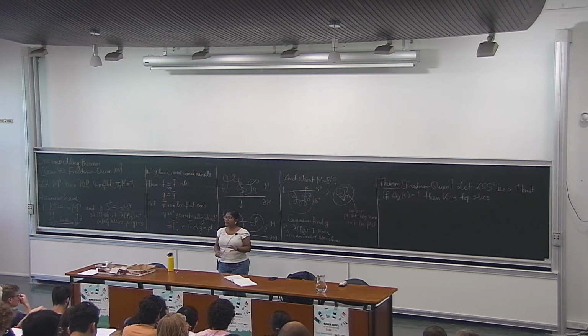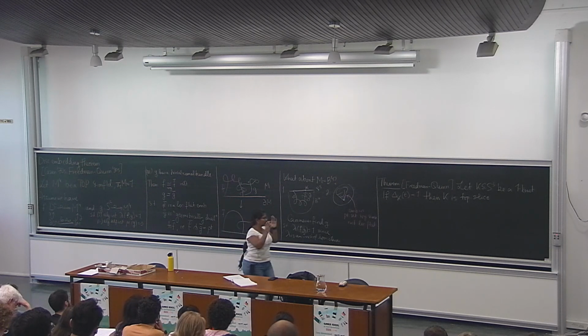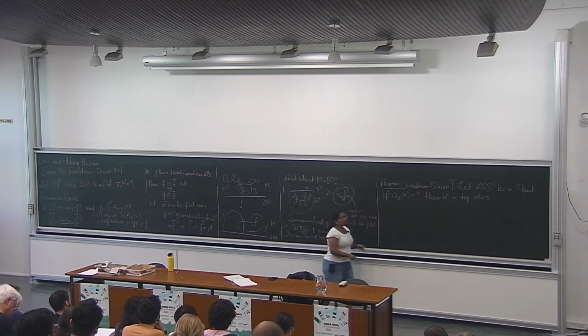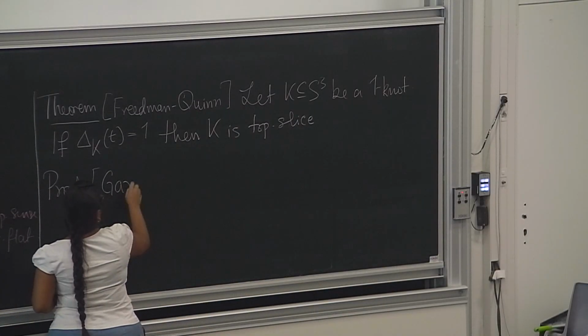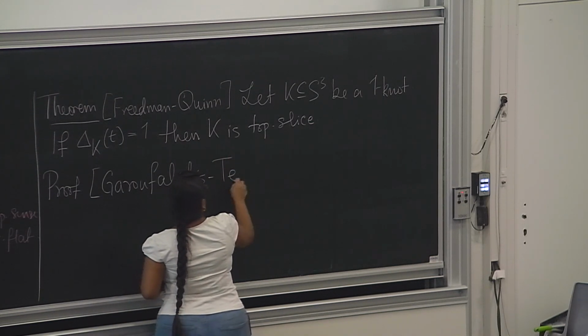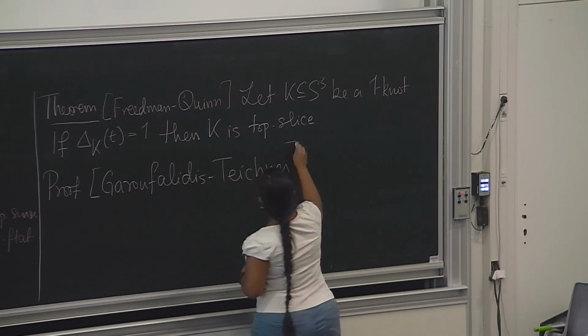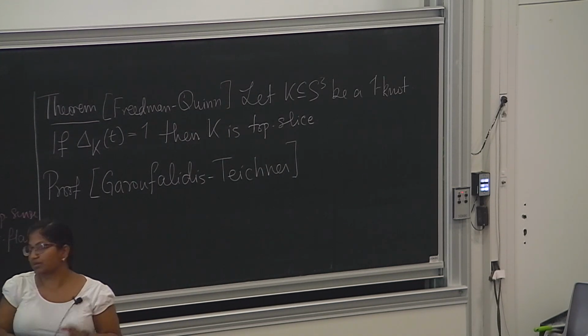But the proof that I want to give you is a different, more constructive argument where you get to apply the disk embedding theorem directly, just because I thought it's easier to understand and a lot more direct and visual. So the proof that I want to give you is due to Garofalidis and Teichner. Basically, the idea is that I'll sketch for you this proof, and then we'll take a break.